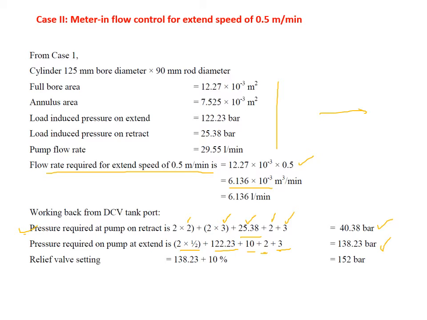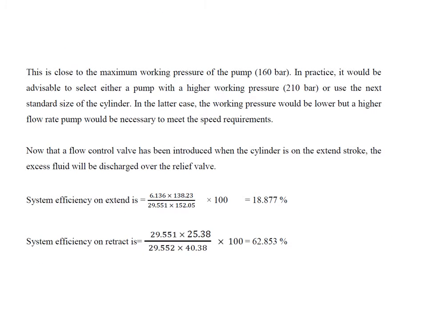The relief valve setting will be 10% more than this particular value, so that comes around 152 bar. This is to close the maximum working pressure around 160 bar. In practice, it would be advisable to select either a pump with higher working pressure, that is around 210 bar, using the next standard size of the cylinder. In this particular case, let's calculate the system efficiency now.